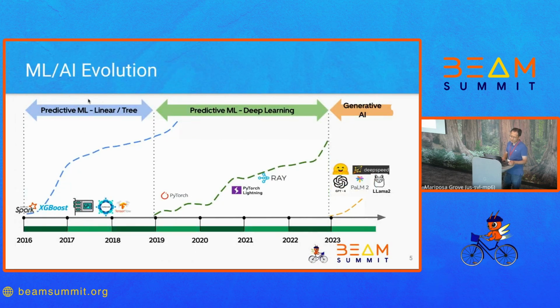In machine learning and AI, we've had a great evolution in the past few years. Before 2019, a lot of models at Uber were linear and tree-type models, handled by XGBoost, mostly on Spark. We didn't use a lot of GPU; we had a few GPU cases, but not many. For training, we used Horovod, something Uber contributed to, which was pretty popular at that time for distributed training. We used a lot of TensorFlow.